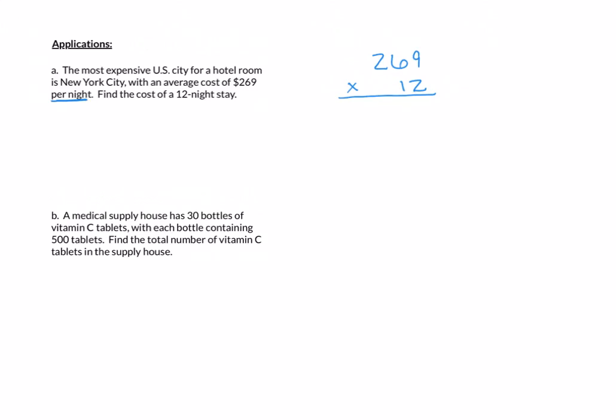If we multiply, we get 2 times 9 is 18. Carry the 1. 2 times 6 is 12. Plus 1 is 13. 2 times 2 is 4. 4 plus 1 is 5.